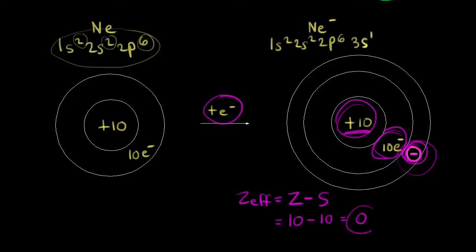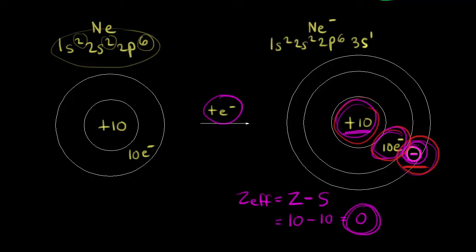This is simplifying things a little bit, but you can think about this outer electron that we tried to add as not having any attraction for the nucleus. These 10 electrons shield it completely from the positive 10 charge. And since there's no attraction for this electron, energy is not given off in this process. Actually, it would take energy to force an electron onto neon.